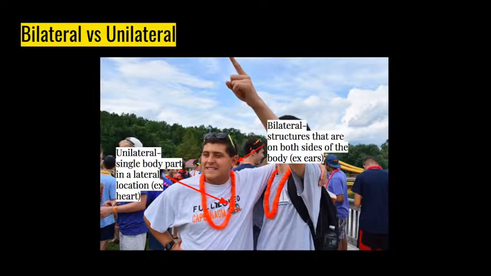Next, we have bilateral. Bilateral describes body structures that are located laterally on both sides of the body. So, for example, the eyes and the ears are bilateral structures. They are both present on both sides of the body. The opposite term of bilateral is unilateral, and it is used for a single body part found in a lateral location. For example, the heart's location is unilateral because it lies slightly to the left of the body's midline.